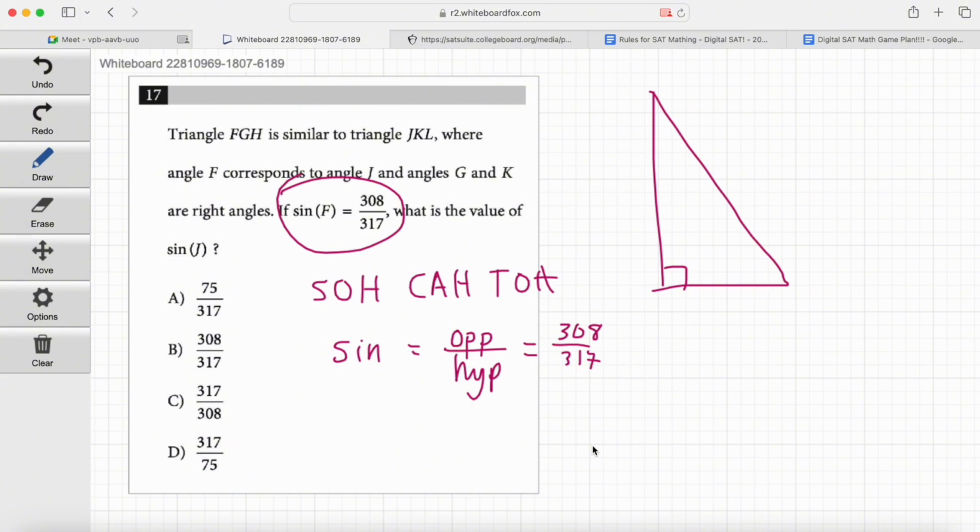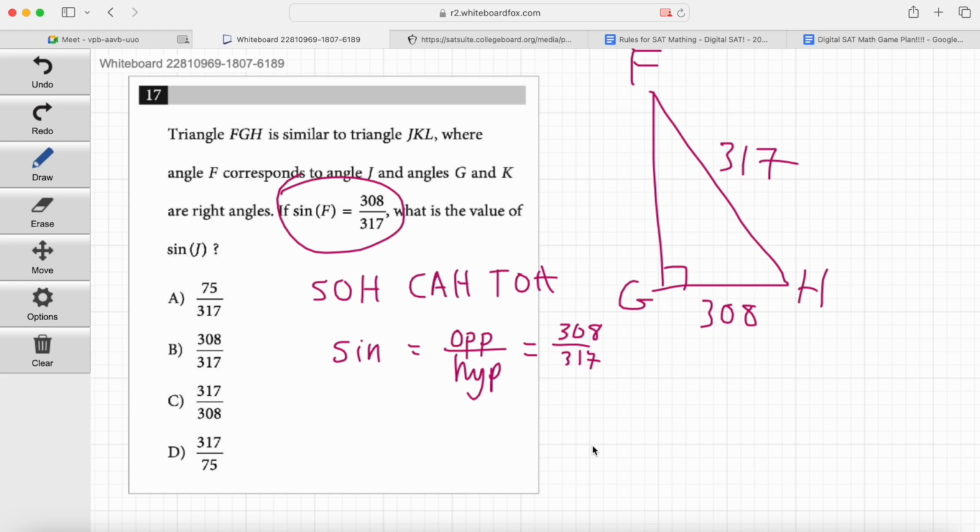It says angles G and K are right angles. So let's start with angle G. It's a right angle. So I'll make this F, G, H. The sine of F, the opposite of F, has to be 308. So that's 308. Down here, the hypotenuse is 317. Does that make sense how I'm constructing this right triangle? Great. We're trying to find the sine of J.